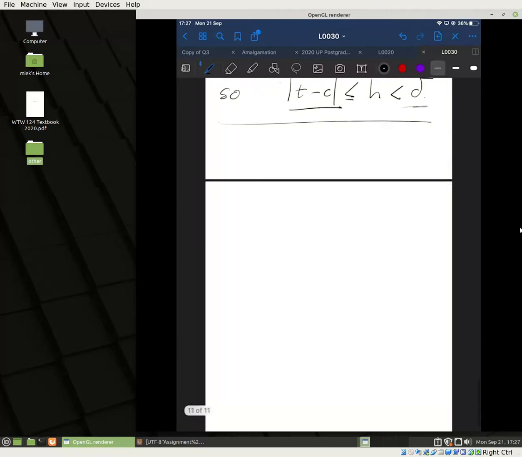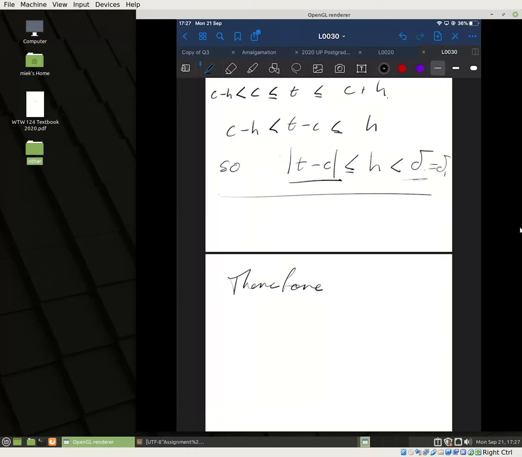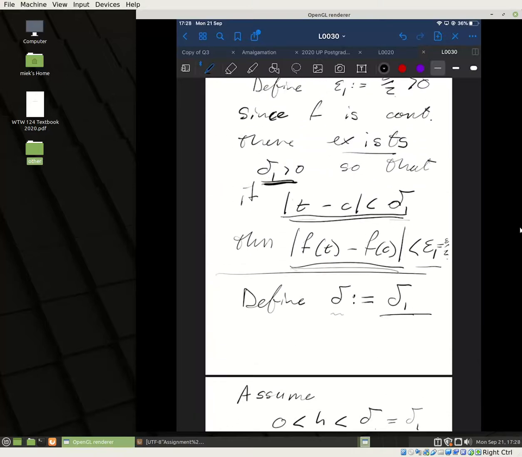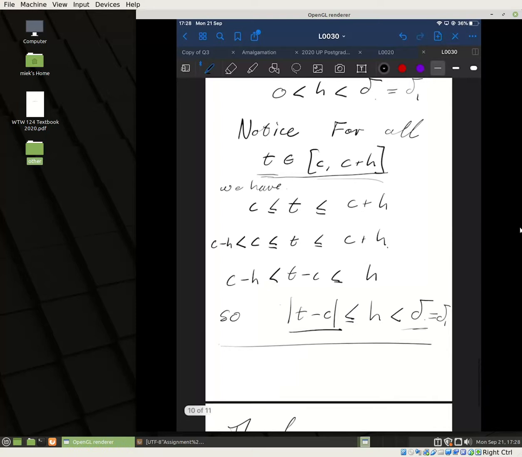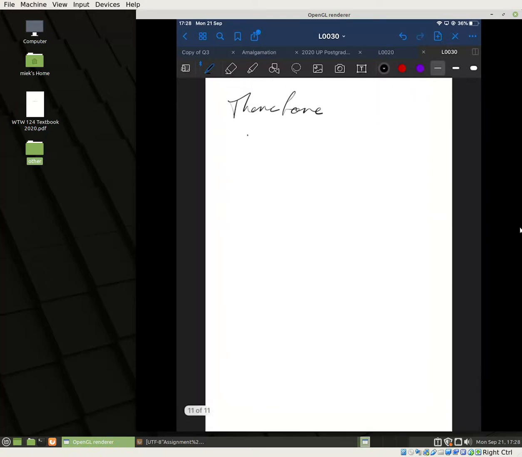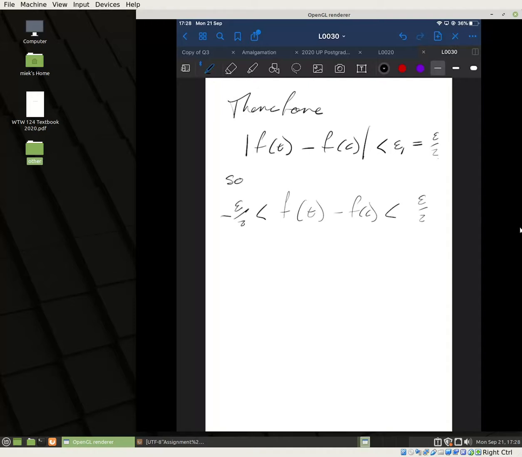So therefore, since delta is equal to delta 1, and now we have satisfied this condition, we get this for free. So therefore we have f of t minus f of c is less than epsilon 1, and epsilon 1 we define to be epsilon over 2. And now, let's rewrite this a little bit. F of t minus f of c is less than epsilon over 2, and greater than minus epsilon over 2.